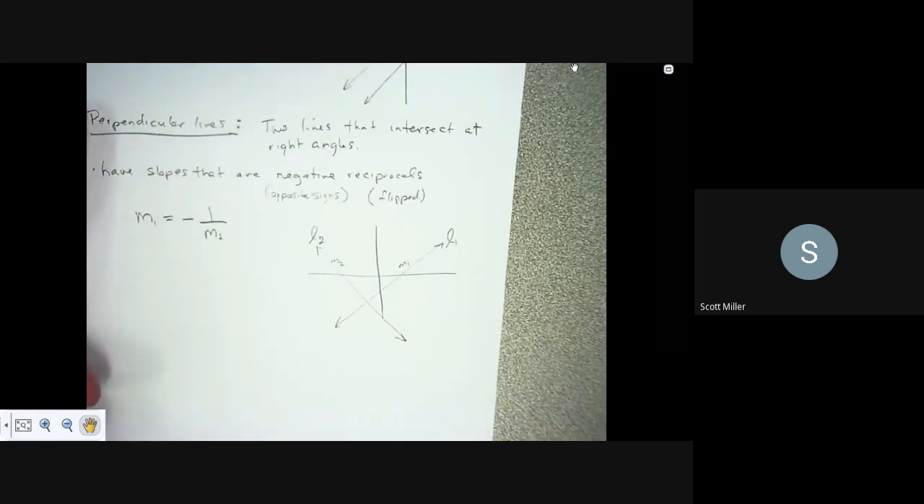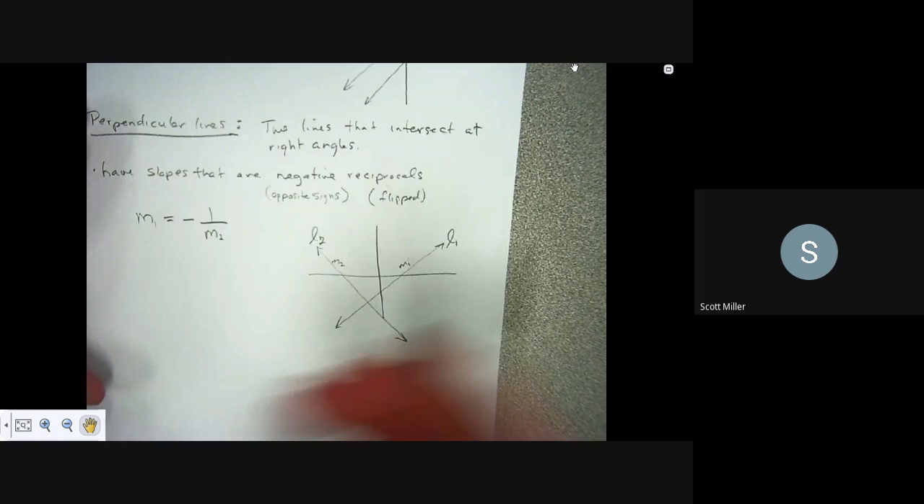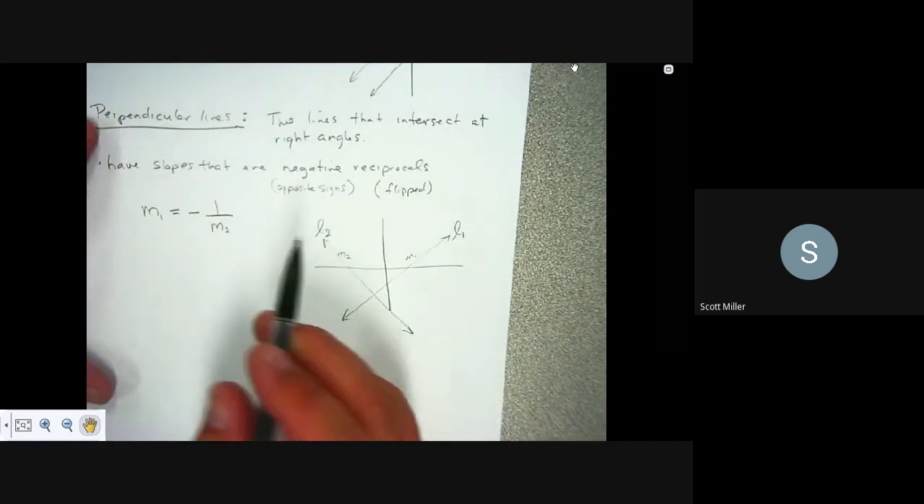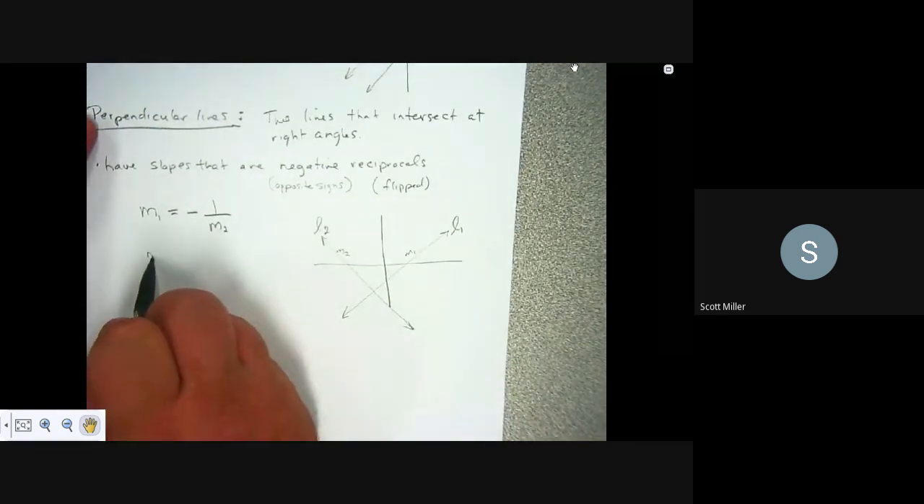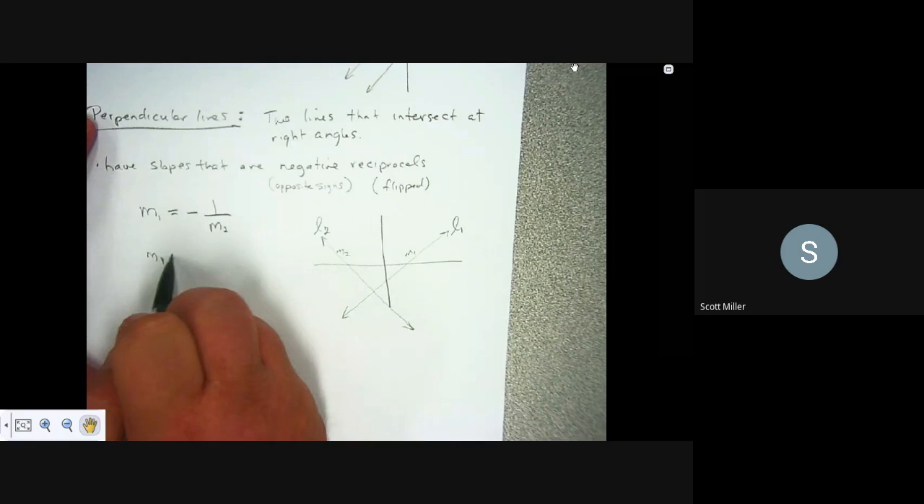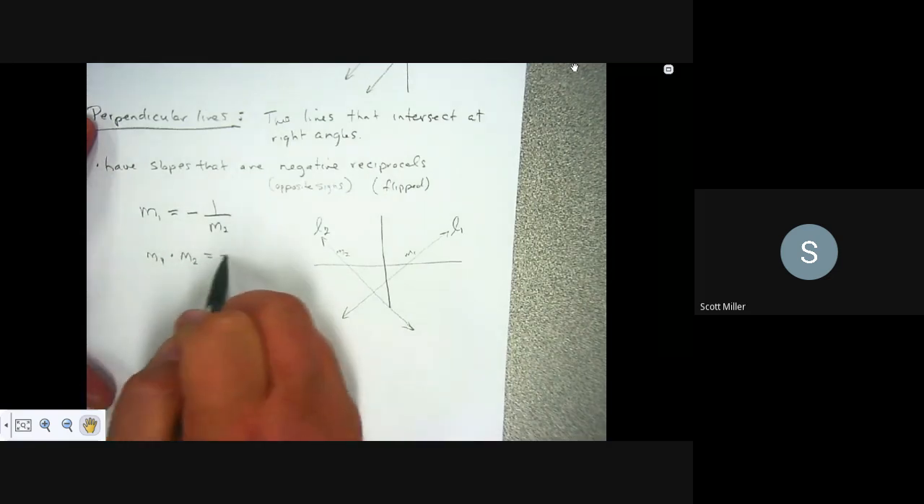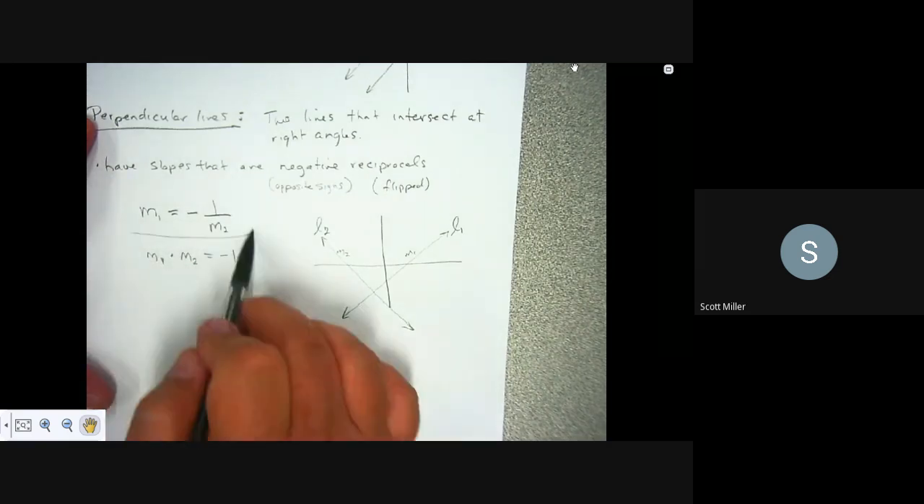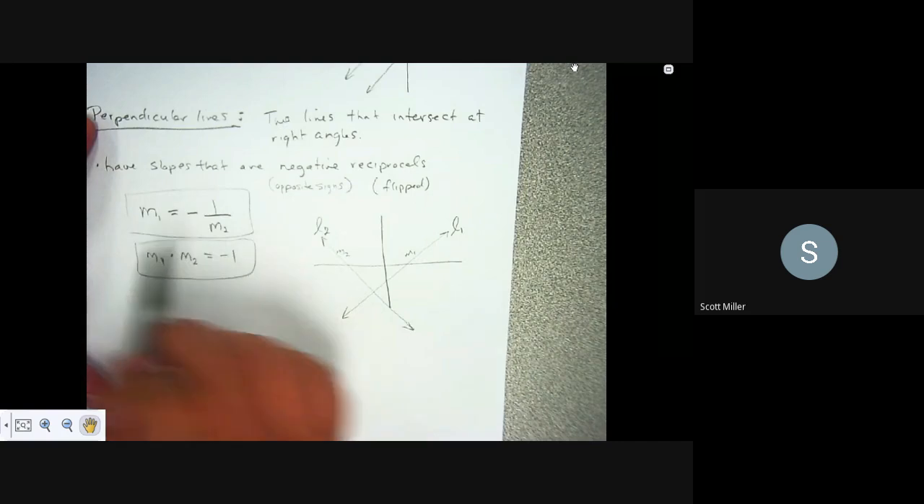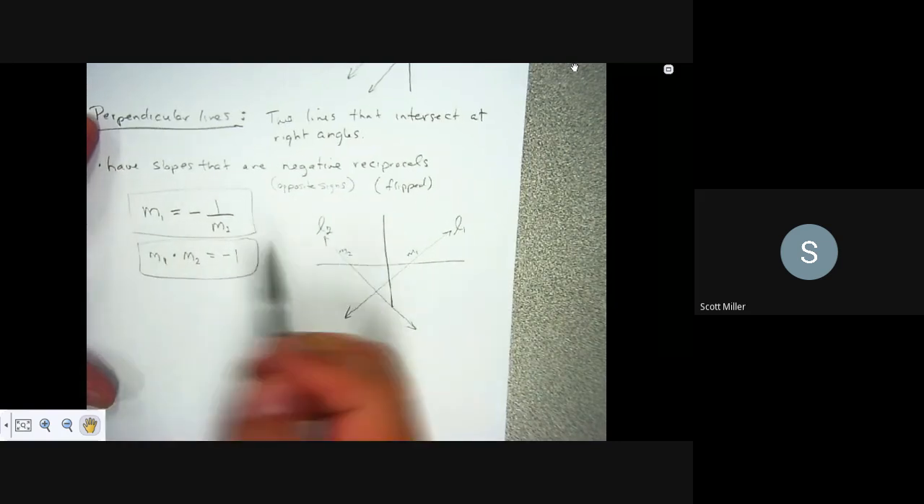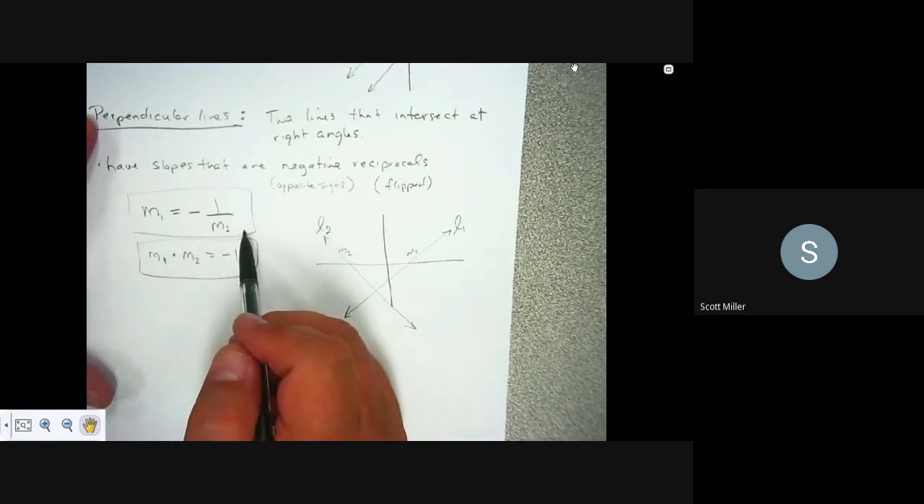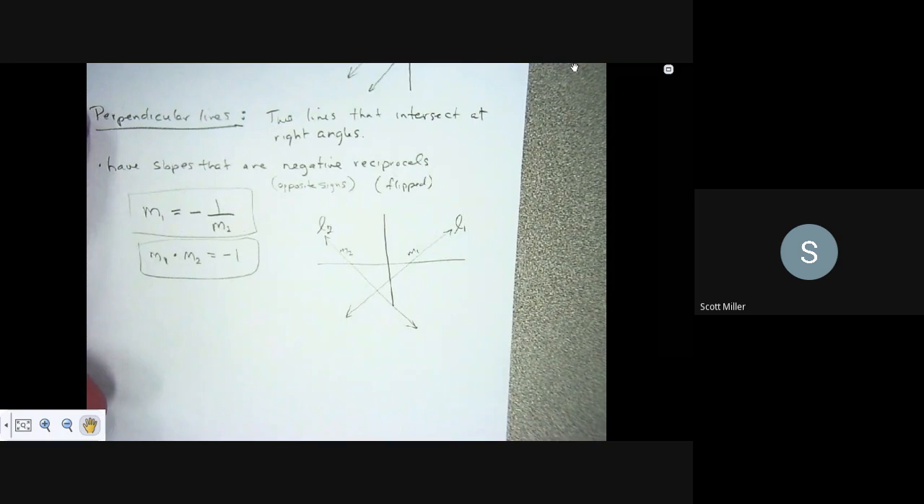Negative reciprocals. Some other people will look at it from this point of view also. Some textbooks will tell you this way: M1 times M2 would be negative 1. So either that method or that method. I usually do this one. Flip it over and change the sign. So these are parallel and perpendicular lines.